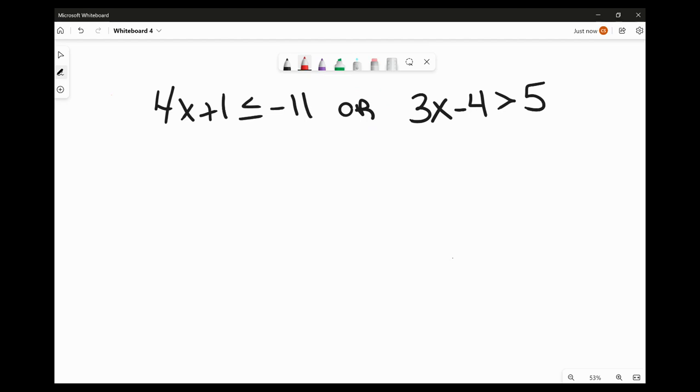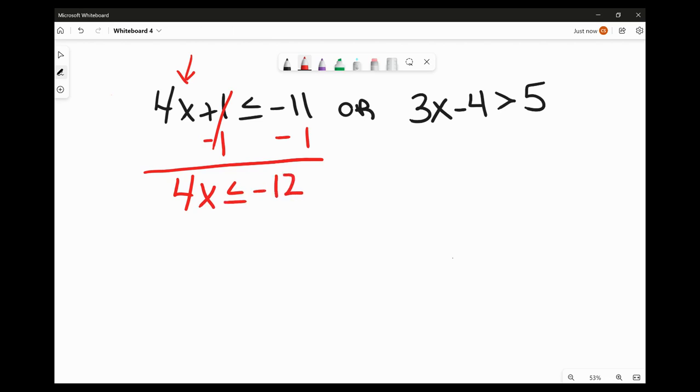So if I look to the left, I have 4x plus 1 is less than or equal to negative 11. To solve that, I need to get the x alone. So I need to get rid of the plus 1. I'm going to do the opposite operation. I'm going to subtract 1 on both sides. When I do that, I'm left with 4x is less than or equal to negative 12. And then I have to get the x alone, so I have to get rid of the number that's with it. It's being multiplied by 4. So to get rid of that, I'm going to do the opposite, which is divide by 4. And I'm going to get x is less than or equal to negative 3. And then we have the or in the middle.